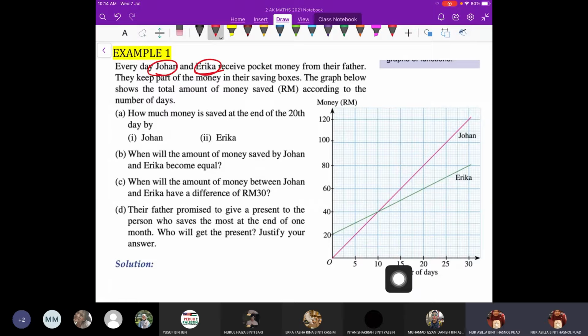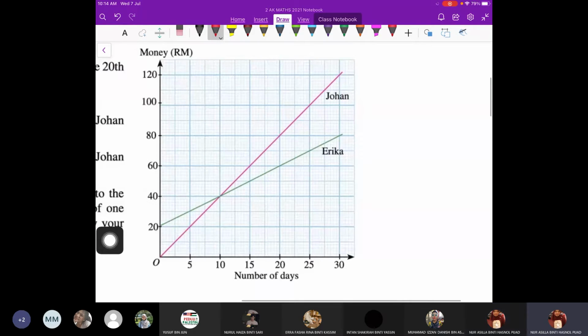Okay, see number of days sehingga 30 days. And then money up to more than 120 ringgit. Okay, so A, the question asks you how much money is saved at the end of the 20th day. By the end of 20th day, berapa banyak money is saved by Johan? So what you do is, kamu baca daripada graph. There is no calculation. Read from the graph. 20 days. Jadi pergi kat 20 days here. Okay, we go to 20 days.